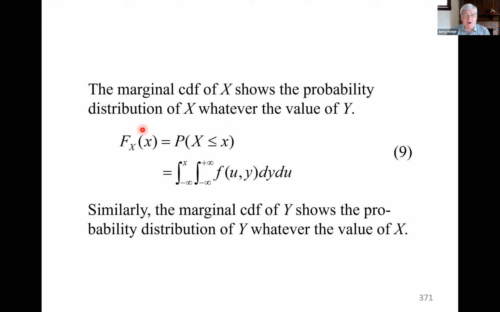We indicate this marginal CDF here with a subscript x. And here for the subscript, I use actually the capital letter X because here it's a marginal distribution of the random variable X. And it shows us the probability of this random variable taking a value up to or equal this critical value, whatever the values of the other random variable. And you can naturally also do this for y.